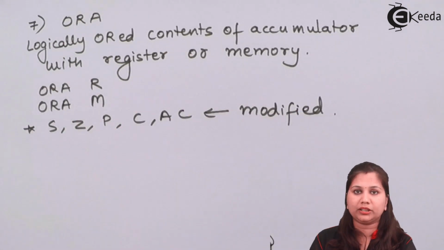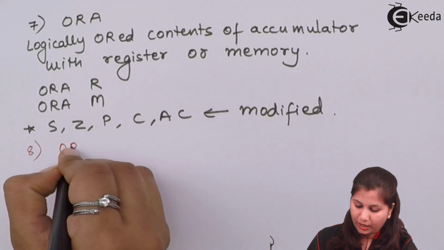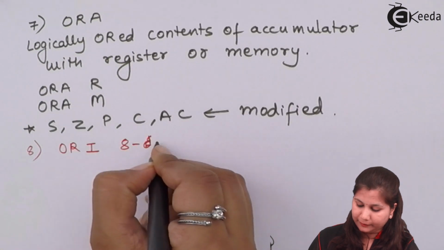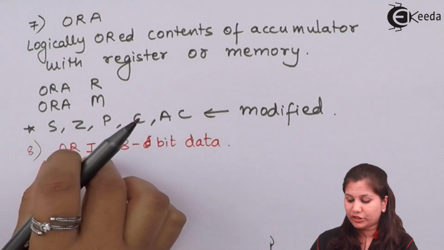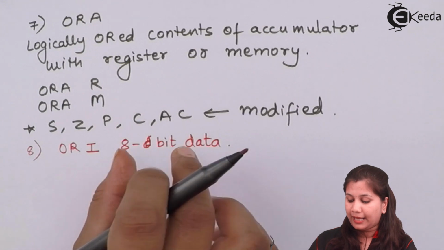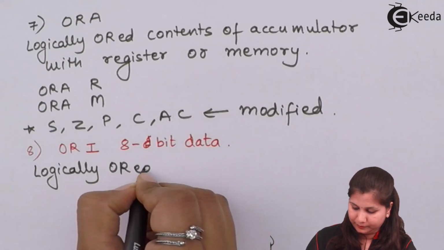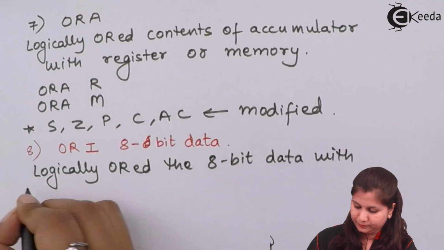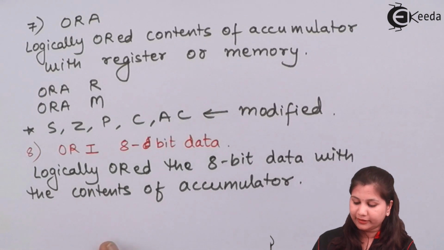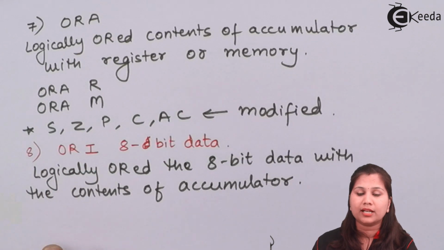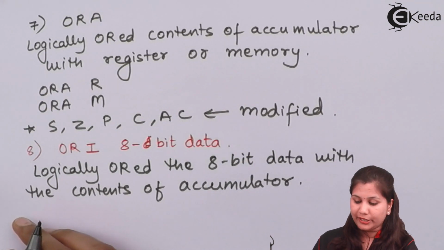The result of this operation is also stored in the accumulator itself, and similar to this we have the other instruction, which is ORI, and here we will have an 8-bit data. Because I is there, it will be for an immediate data which is given in the instruction itself. The operand is the 8-bit data, and it will be logically ORed with the contents of the accumulator. The result is again stored in the accumulator itself, and all the flags are modified due to this instruction. So these instructions are performing the logical operations like logical AND, logical OR, and logical exclusive OR.